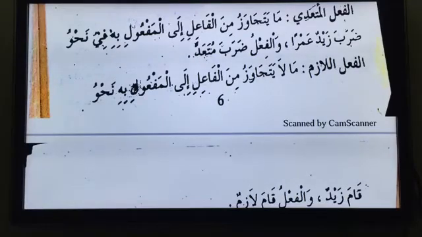I hope we get: ma yatajawaz min al-fa'il ila al-maf'ul bihi, what transcends from the action doer onto the receiver of the action, without any harf or anything in between them. So nahu, let's see an example. The fi there is just a typographical error.